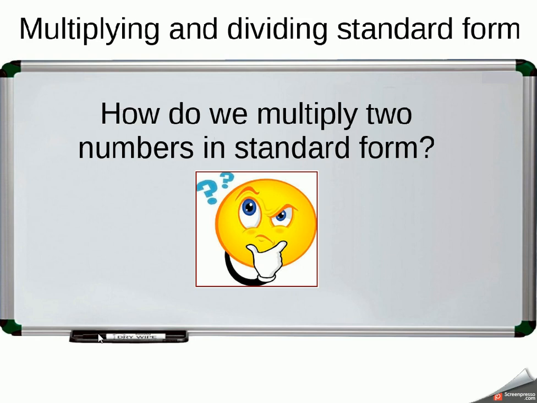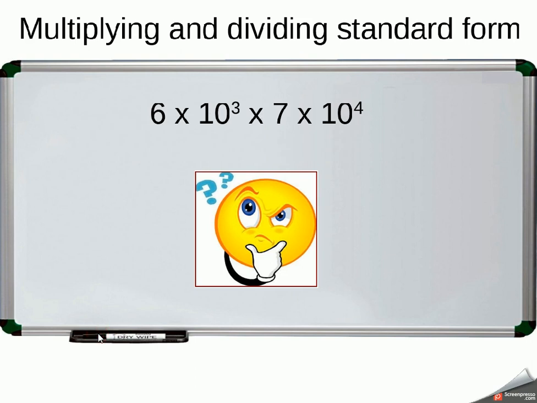Now, with standard form, we have to be able to multiply and divide in standard form. Incidentally, this is only for higher tiers, so you can skip this if you're foundation. So how do we actually multiply two numbers in standard form? Here we've got an example: 6 times 10 to the 3 multiplied by 7 times 10 to the 4.